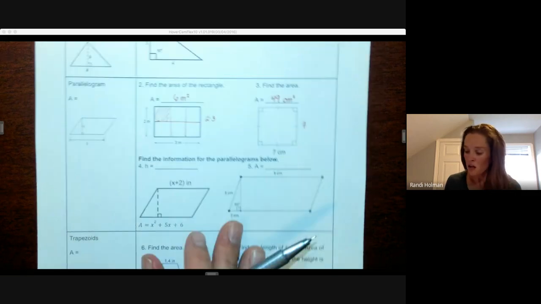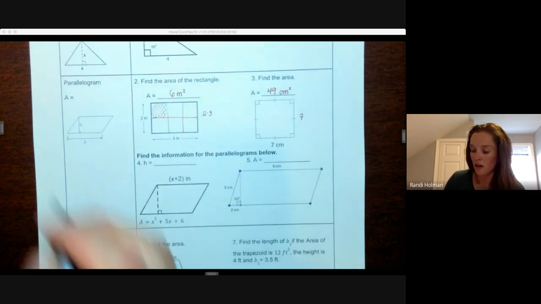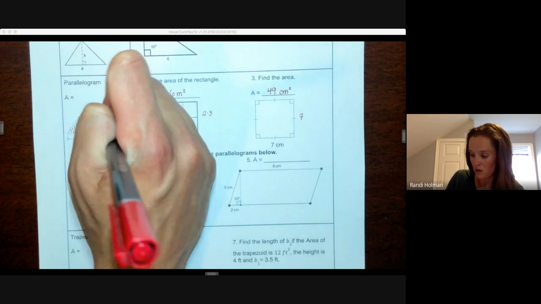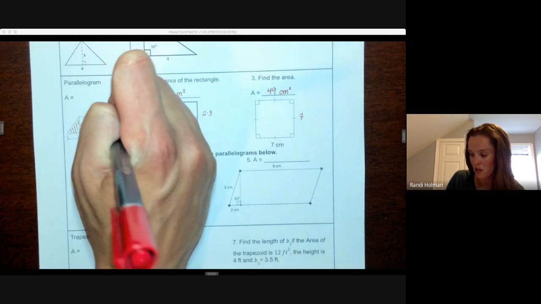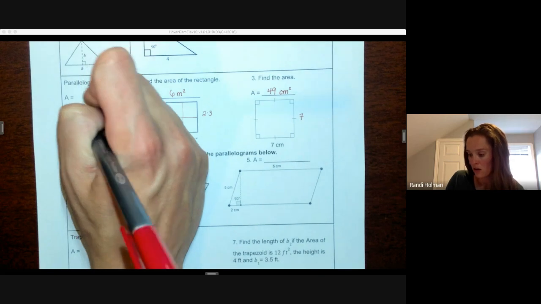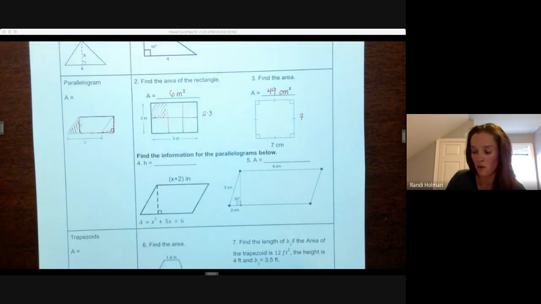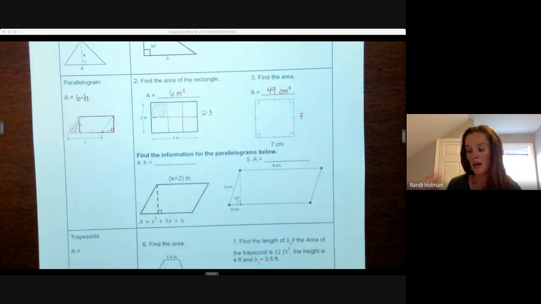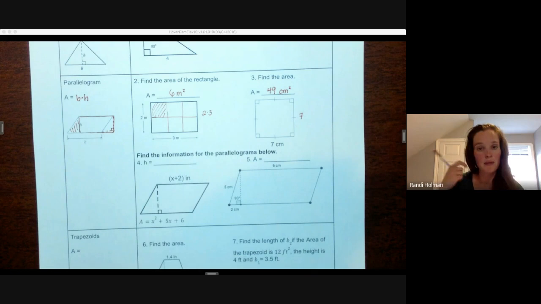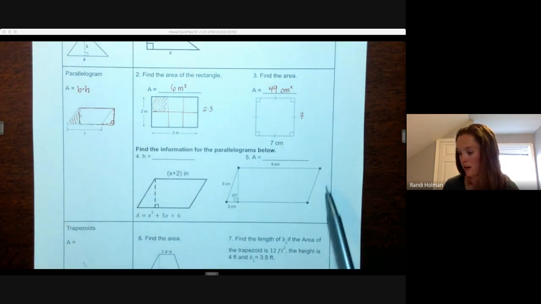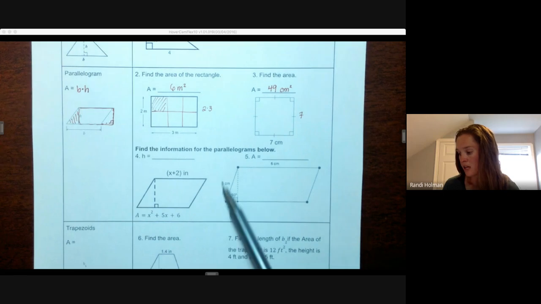So if we're looking at a parallelogram, we could take this triangle here and move it over here. And now this resulting shape is just a rectangle. So we can utilize that same formula of base times height, remembering that height always has to be perpendicular to the base. Okay, so we could use that to find our area here in our nice little parallelogram.